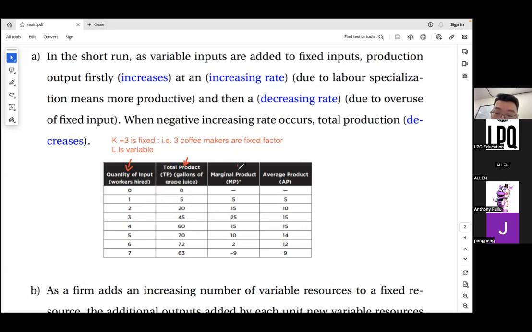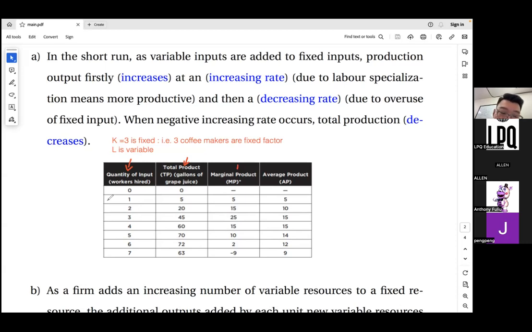Okay, marginal product. Let's get started. On the first day of business, when you hire nobody, no labor, no manpower, and you only have 3 coffee makers, how many units can you produce? 0, because no labor is hired. You cannot just use the coffee makers to produce coffee. So if you hire nobody, TP equals 0.